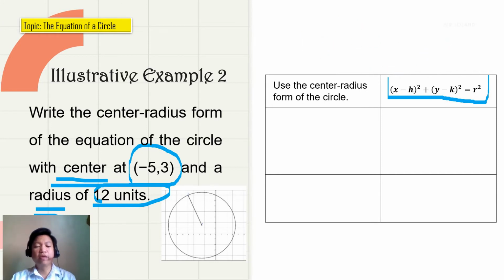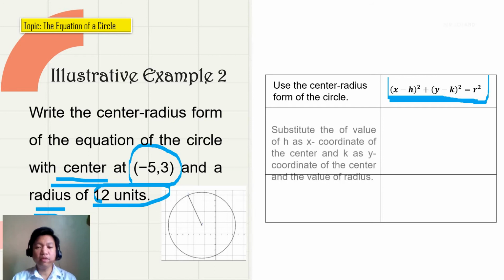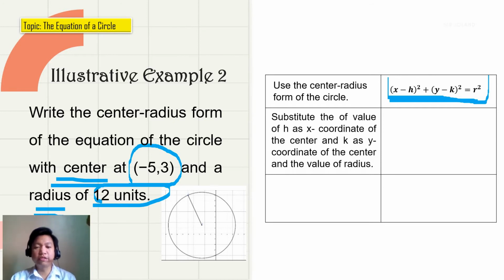Okay, that's why, ang gagamitin natin na equation ay ito. Itong quantity x minus h squared plus the quantity y minus k squared equals r squared. So, yan yung ating gagamitin na center radius form of the circle. Okay, next. So, you're going to substitute the value of h as the x coordinate of the center and k as the y coordinate of the center and the value of radius. So, yun tatlong yun. Ipapalit natin siya.